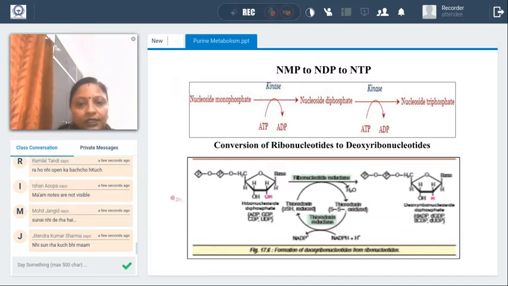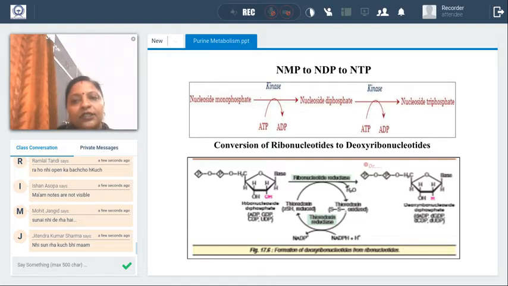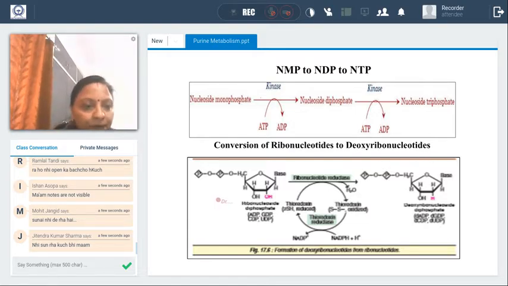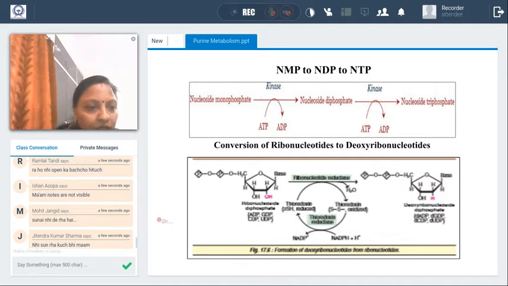Here, one process is also important, that is the conversion of ribonucleotides to deoxyribonucleotides. What is DNA? Please write down the full form of DNA and RNA. Please write in the box the full form of DNA and RNA.